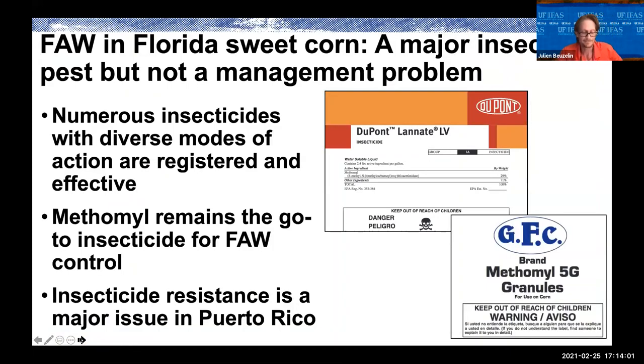I often say that fall armyworm is a major insect pest of corn, but it's not a management problem under current production conditions, because we have numerous insecticides that are registered with diverse modes of action, and they are effective. However, methomyl, so typically Lannate, remains our go-to insecticide. But insecticide resistance is always a concern, and not too far from us in Puerto Rico, for example, they have major resistance issues with all the chemistries that we have available.